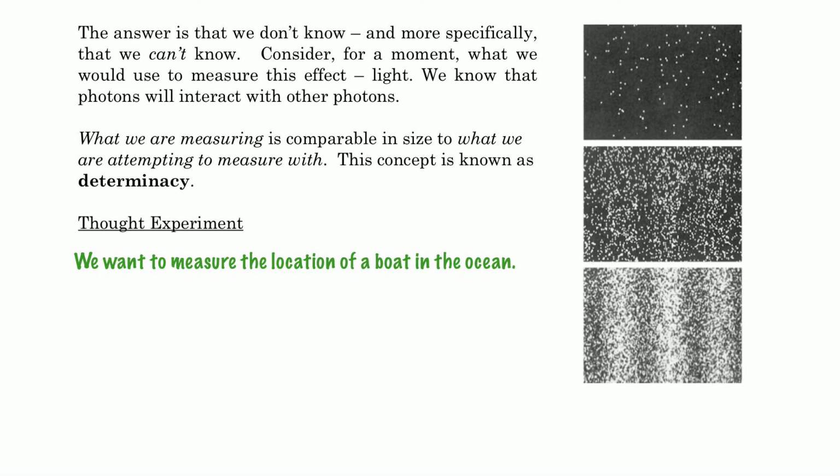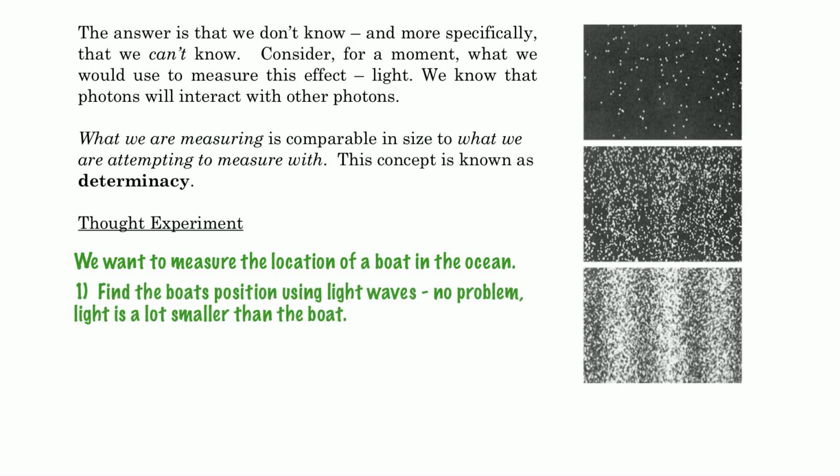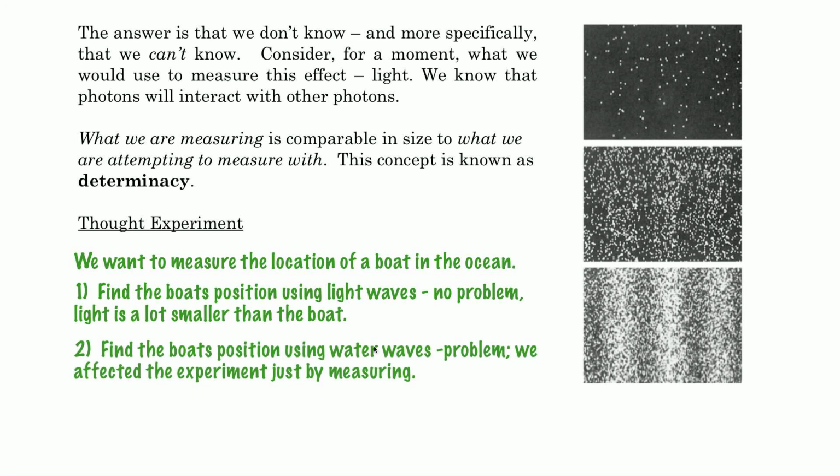So here's a thought experiment. Let's say we want to measure the location of a boat that's floating along in the ocean. And we use light waves to locate that boat, right? No problem. Light is a lot smaller than the boat. And yes, light would interact with the boat, but it doesn't have enough energy to mess up its location. However, if we used a different type of wave to measure the boat's location, let's say water waves, basically we would affect the experiment just by measuring.